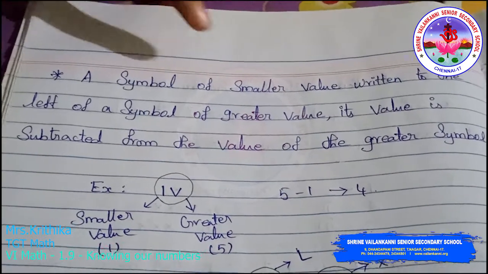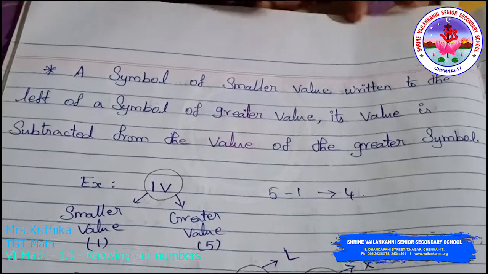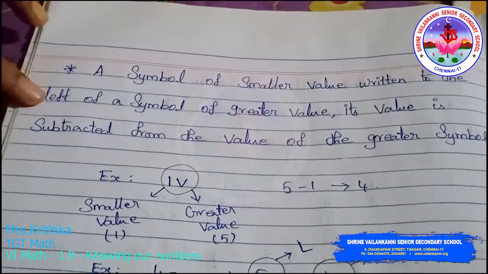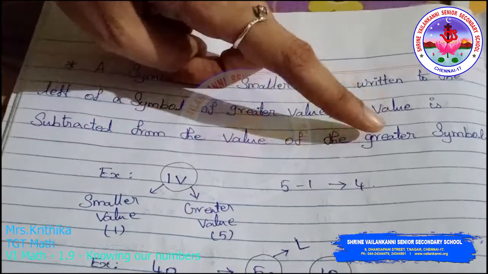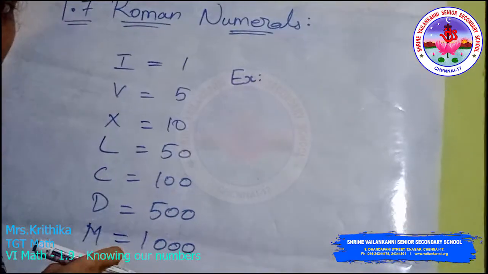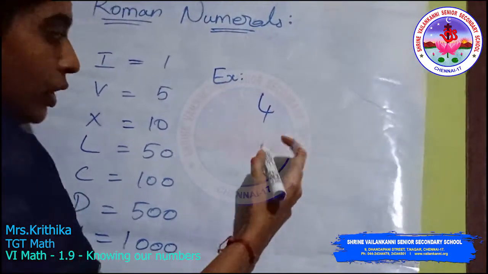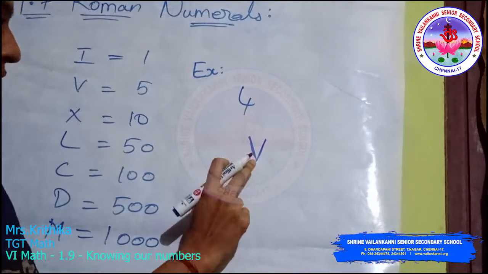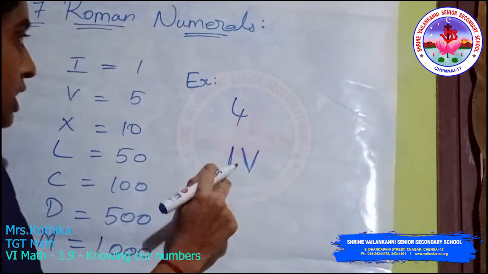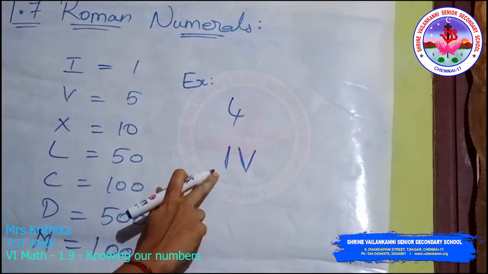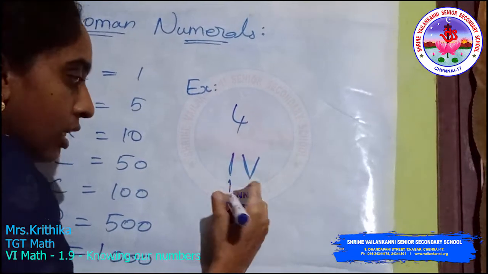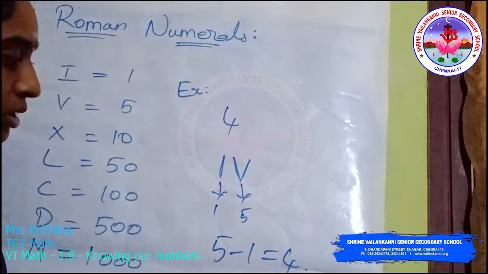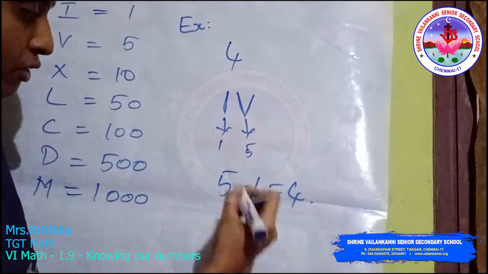If a symbol of smaller value is written to the left of a symbol of greater value, its value is subtracted from the value of the greater symbol. Example, 4. So 4 is V, 5 is the greater value. I is 1. You can write it on the left-hand side of the greater number because this is 1, this is 5. The value is 5 minus 1 is equal to 4. IV. This is the Roman numeral for 4.